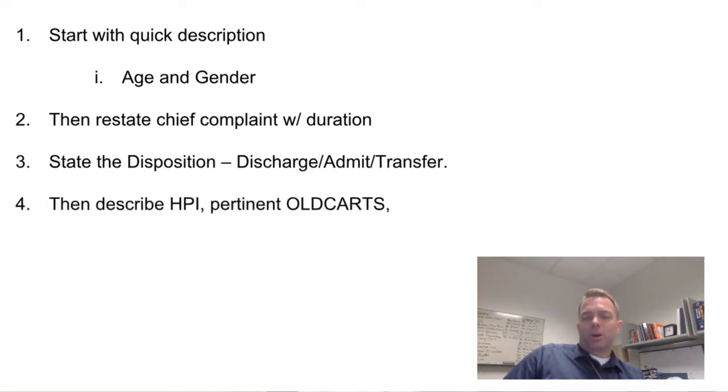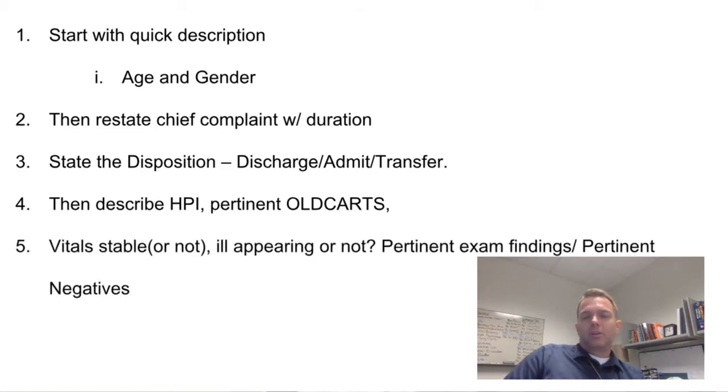And then you go into your old cards, your HPI. Make sure that you state pertinent positives first, pertinent negatives last through the HPI. Mention the vitals. Those are important, obviously, in all situations. Mention whether the patient is ill appearing or not. And then pertinent exam findings grouped in order of system and pertinent positives and negatives. And then again, any lab results or results of imaging that you've done.